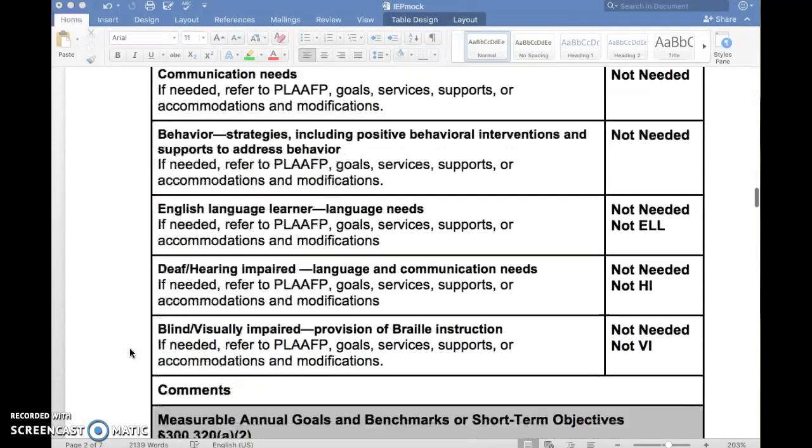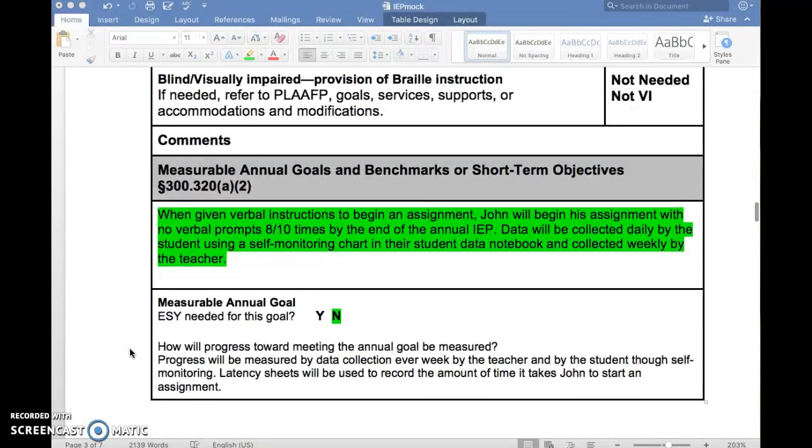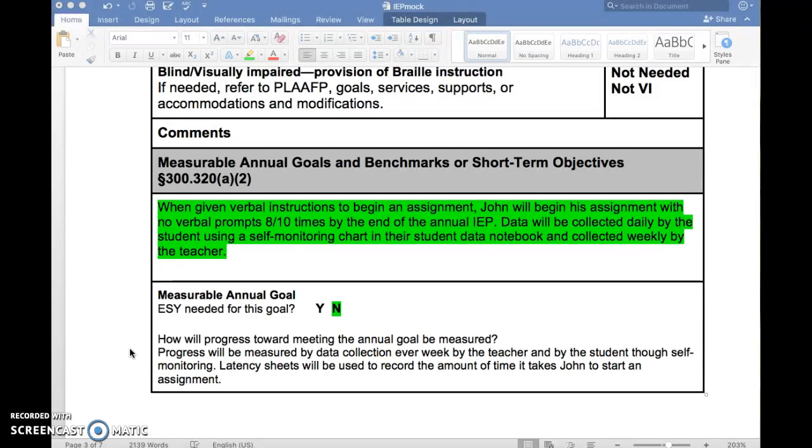So, which leads me to our goal. Our goal is when given verbal instructions to begin an assignment, John will begin his assignment with no verbal prompts 8 out of 10 times by the end of his annual IEP. When I say no verbal prompts, I mean, if I say, okay, class, get out a pencil and a piece of paper, he needs no extra prompts to do that. I don't have to say, John, what did I just say? Ask a classmate. You need to be getting out a pencil and a piece of paper.